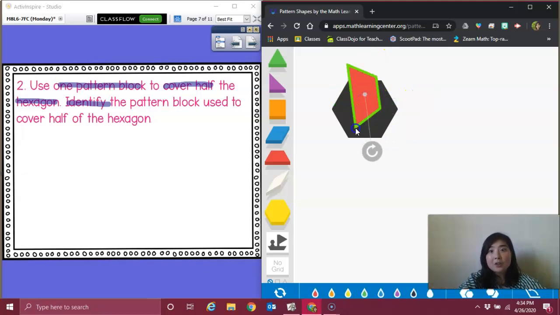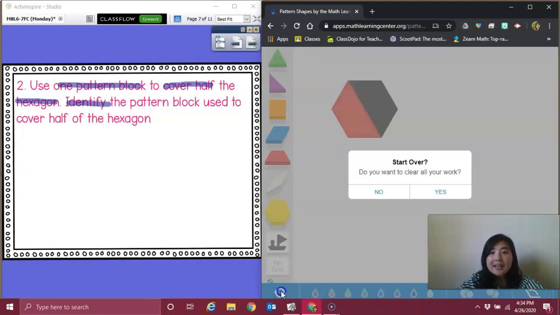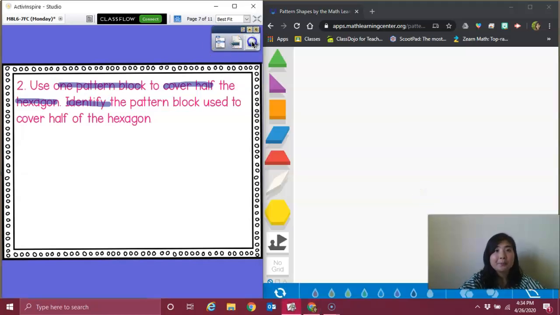Notice that I could also flip this trapezoid this way, and it still covers the bottom half. I could also flip it like this to cover half of that hexagon as well. So the answer to number 2 is trapezoid. The pattern block used to cover half of the hexagon is a trapezoid. Let's go ahead and go to number 3.